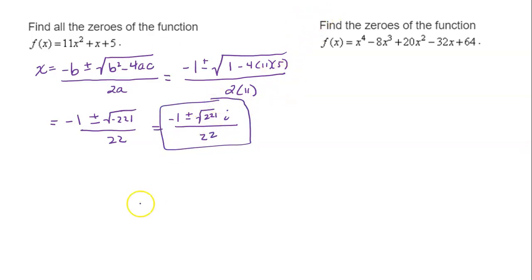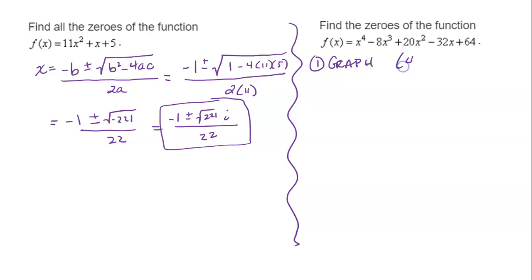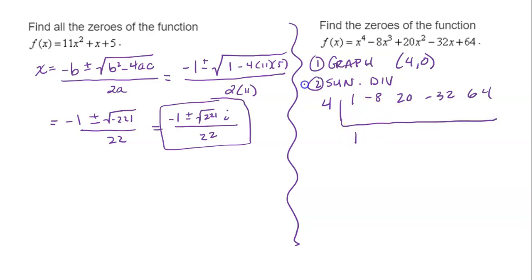Okay, and the last one, a little bit long, but we're going to start. So the first thing we do is graph. And I find that there's a 0 at 4. So the second thing we do is synthetic division. So 4, this is 1, -8, 20, -32, 64. Okay, so we drop the 1, 4 times 1 is 4, that's -4, that's -16, that's 4, that's 16, that's -16, it's -64, and we get 0.